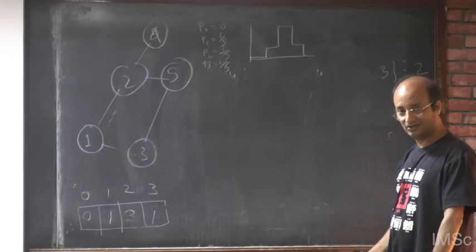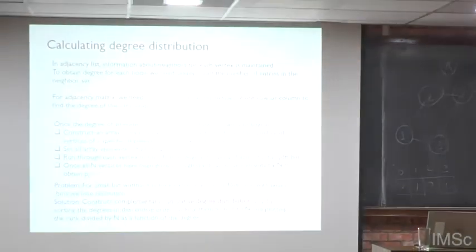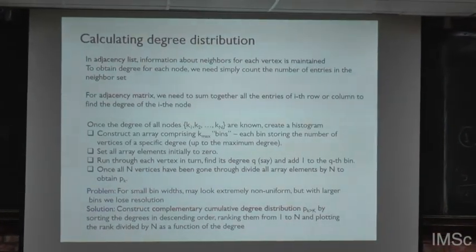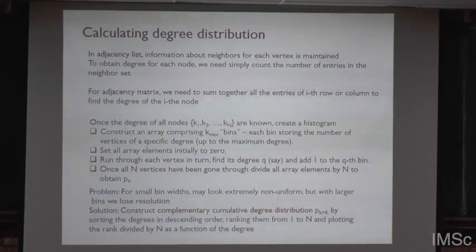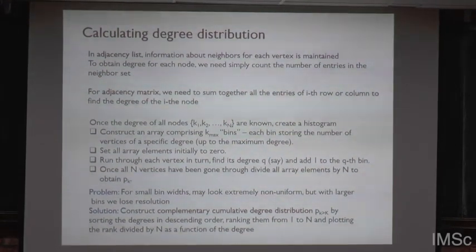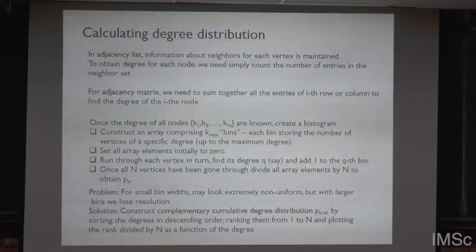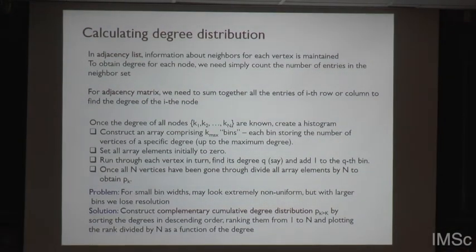So the simple solution of this is that you take all the degrees, you sort them in decreasing order. So the first ranked node is the one having the highest degree, the second ranked node is the one having the next highest degree, and so on. So you basically rank all the nodes from 1 to n by this decreasing order, and then you plot this rank divided by n along the y-axis and the degree along the x-axis, and what you get can be shown to be exactly equal to the cumulative degree distribution.